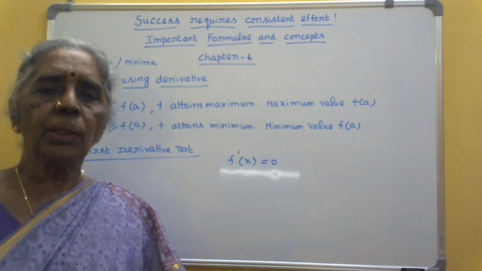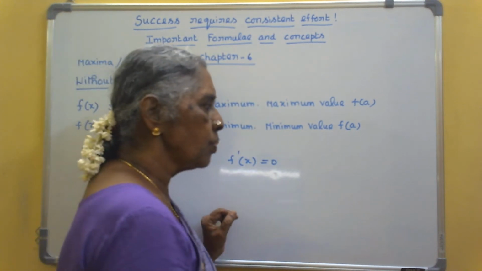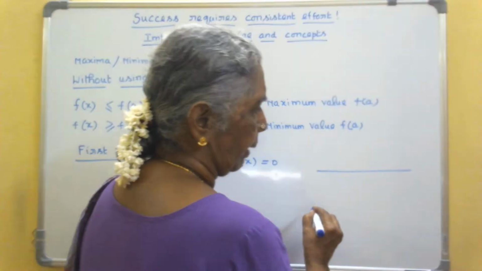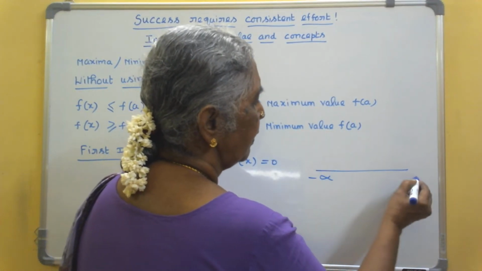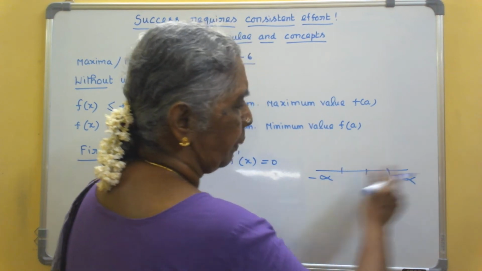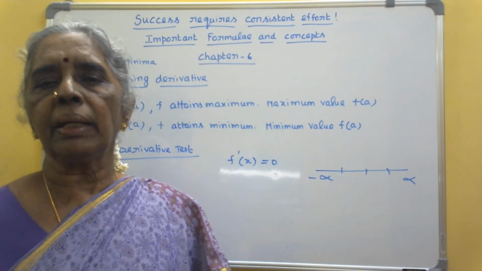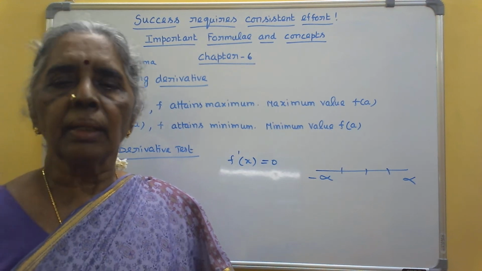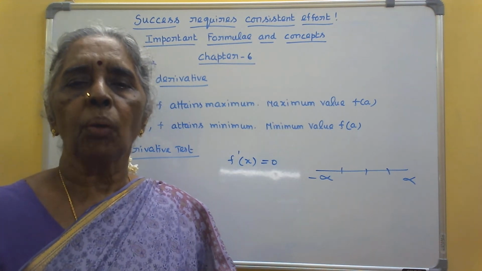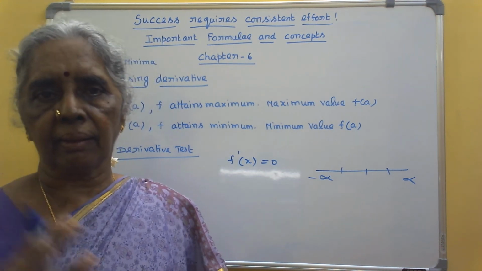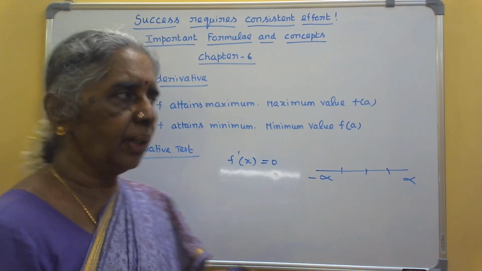Then after you find the x values, the same way, draw the number line. You will get minus infinity, infinity, and whatever points you get, and it will be in intervals. The same tabular column, what you do for your increasing, decreasing, you have to make here also.